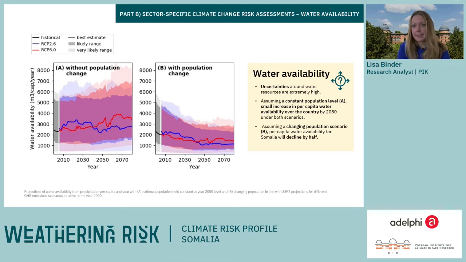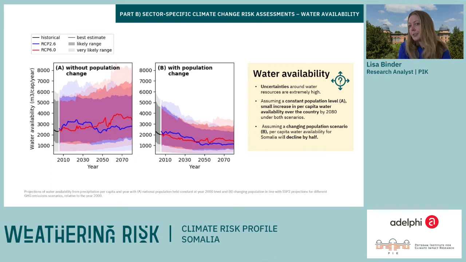However, what we can say is that assuming a constant population level, as you can see on the picture on the left-hand side, projections show some variations under both scenarios, and overall a very small increase in per capita water availability by 2080. This is particularly true under RCP 6. If we assume a changing population scenario, the figure on the right-hand side, this per capita water availability will decline by half until 2080 and will range somewhere between around 220 and 2,600 cubic meters under RCP 6 per person and year, of course.